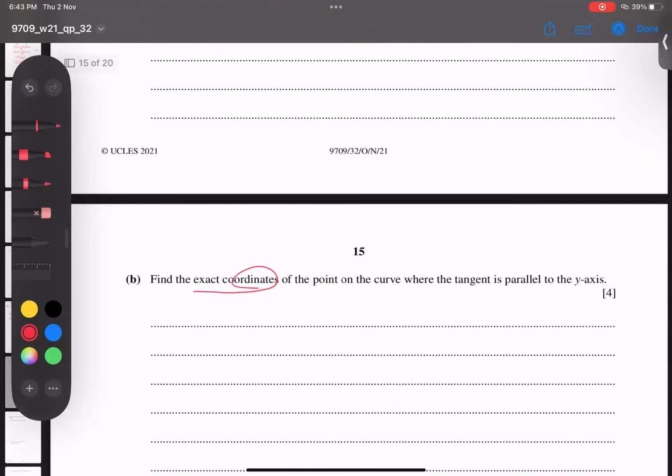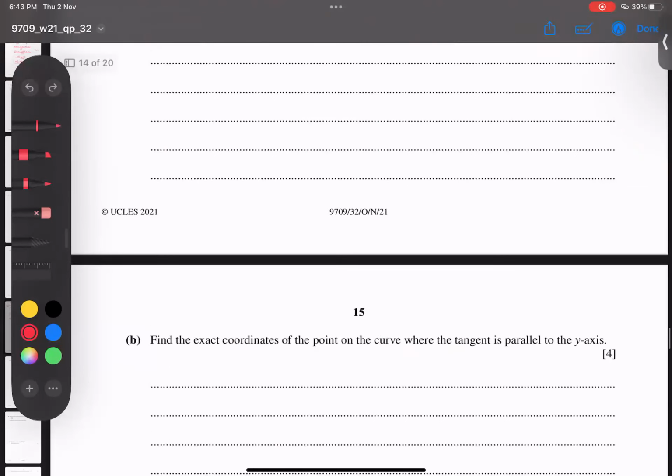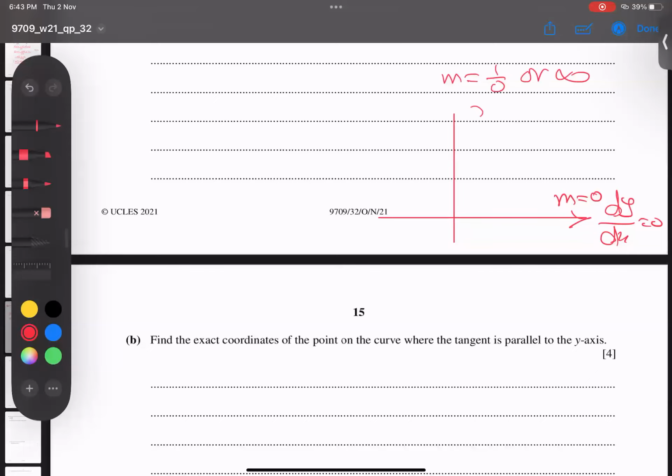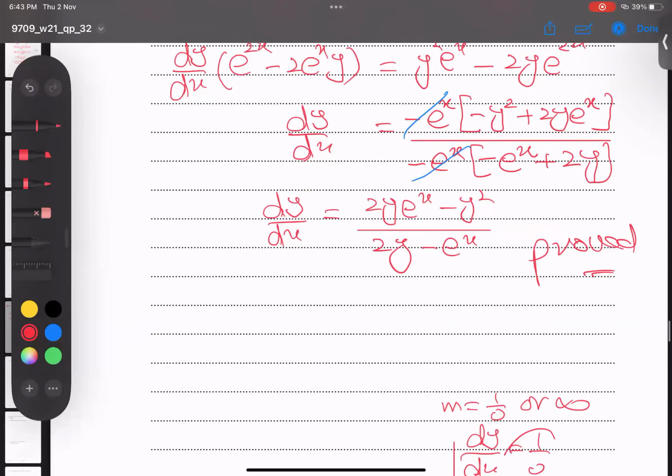Find the exact coordinate of the point of the curve where the tangent is parallel to the y-axis. I want to tell a simple rule. When a line is parallel to the x-axis, it has zero gradient, or the derivative equals 0. But when a line is parallel to the y-axis, it has a gradient of 1 by 0, or you can say infinity, or I can say dy over dx equals 1 over 0. So what I will do, students, here I will plug in 1 by 0.